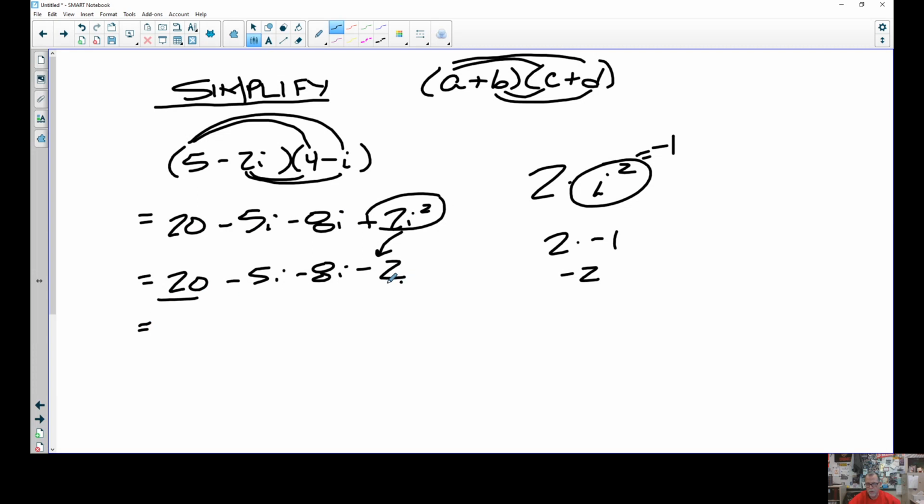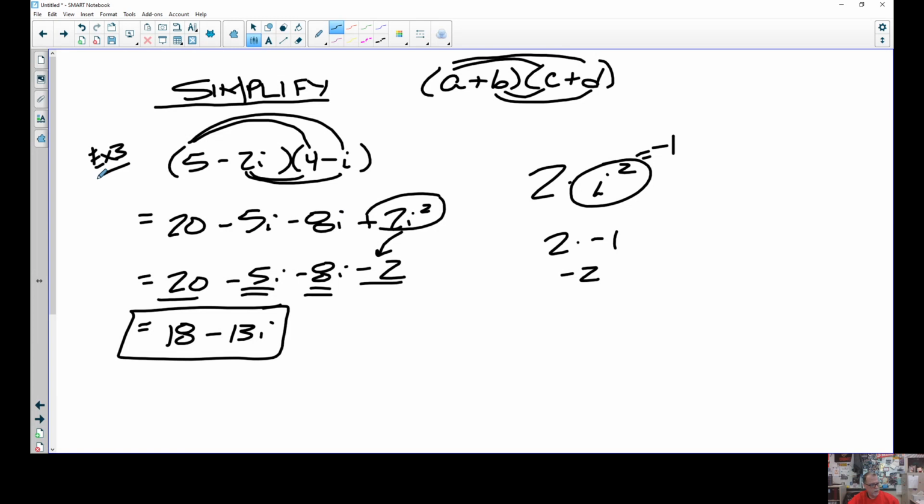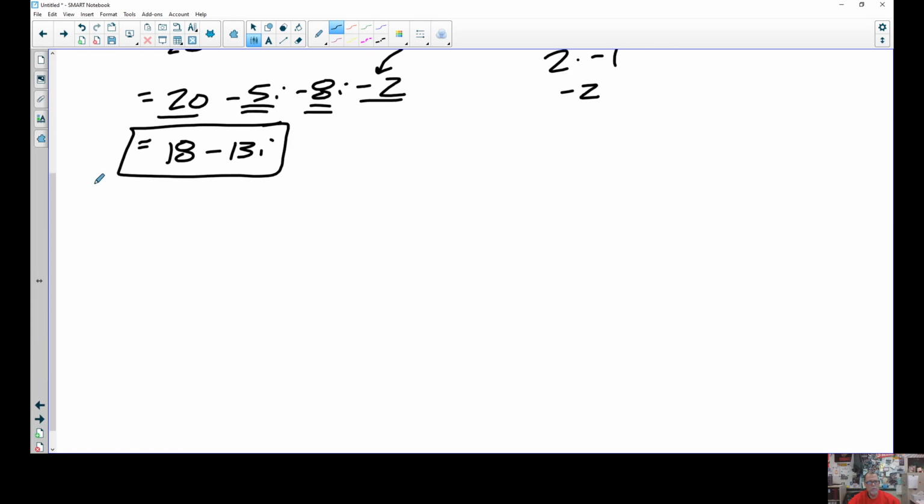And now we add like components. I have a real number and a real number. 20 and negative 2 make 18. And then I go to these, negative 5i and negative 8i. Together, they make a negative 13i, right? Because I had negative 5 of these, and I subtracted 8 more i. And so we get negative 13i. All right, that would be our simplified version. That was example 3. Let's do another one of these.